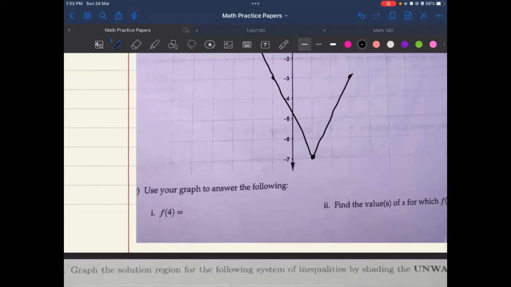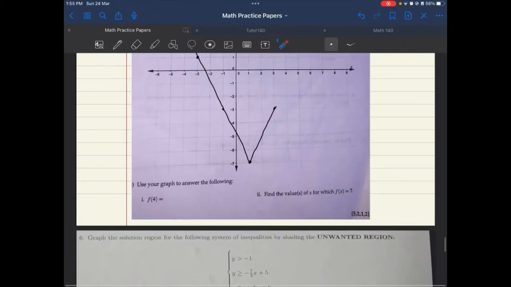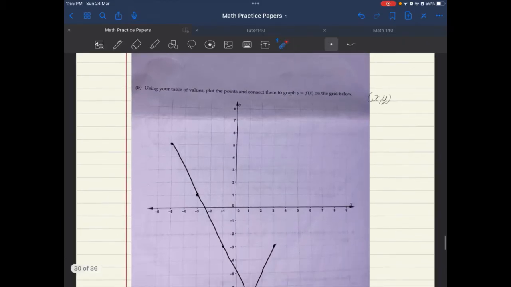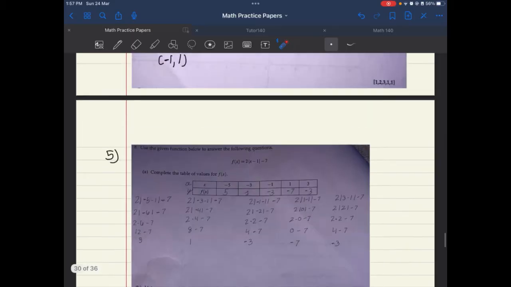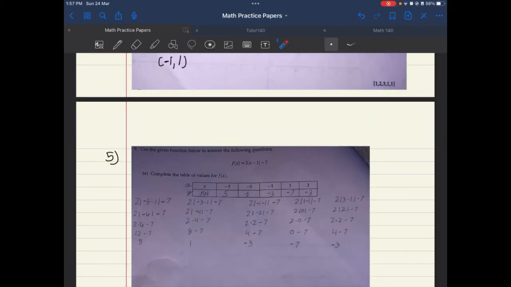Okay. Use your graph to answer the following. So f of 4. You should find f of 4 because it's on this graph. F of 4 would be right here. So what I would do is, let's see, this is 1, 3, negative 5. I'd insert another next number in here, 5, and find f of 5.